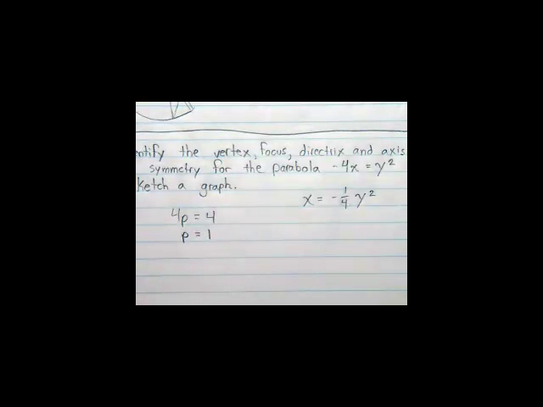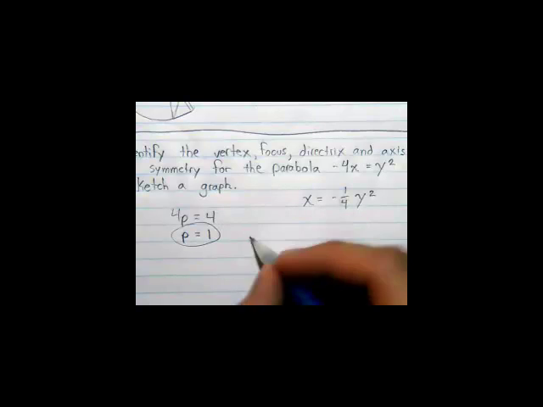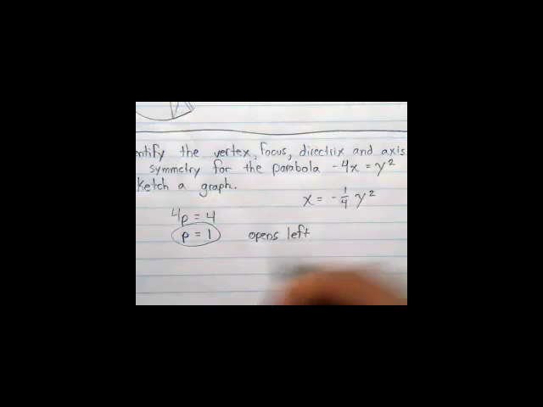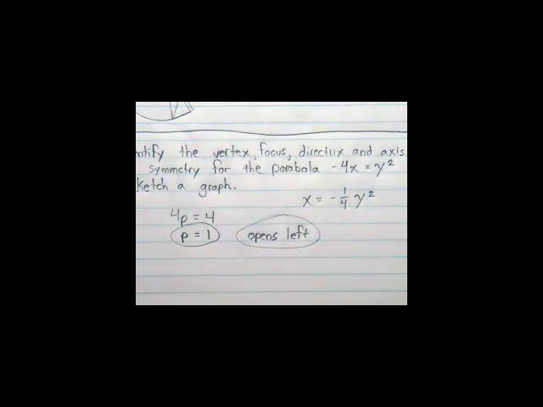Either way you want to look at it, x is over here by itself, y is being squared. Either way, if you see that, it's a left-right parabola, one of the two. It's negative, so it has to be the left of the left-right type of parabola. So we know p is 1. Based on how this is set up, it opens left. With that much information, we can start to list off all this stuff we need.